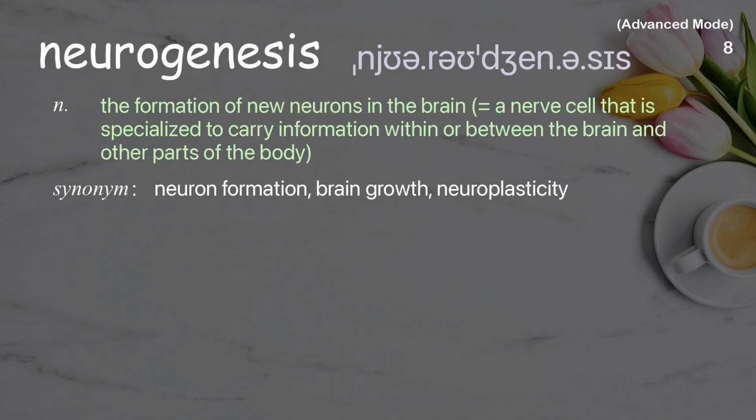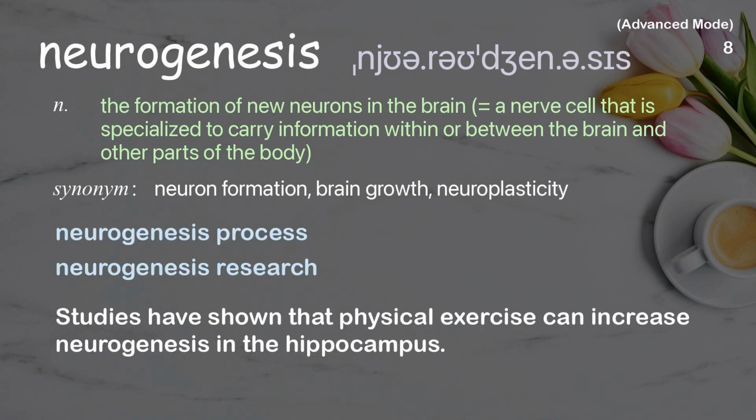Neurogenesis. The formation of new neurons in the brain. A neuron is a nerve cell that is specialized to carry information within or between the brain and other parts of the body. Examples: Neurogenesis process. Neurogenesis research. Studies have shown that physical exercise can increase neurogenesis in the hippocampus.